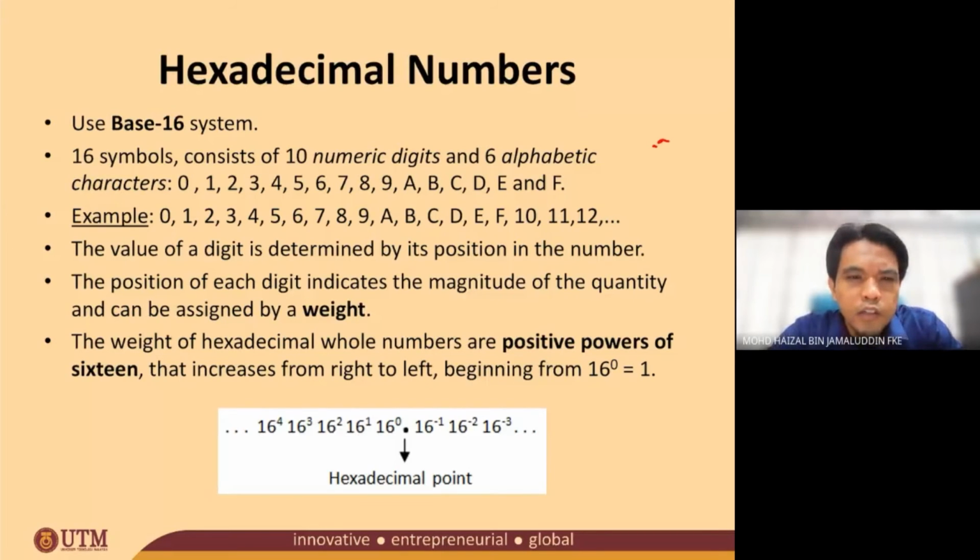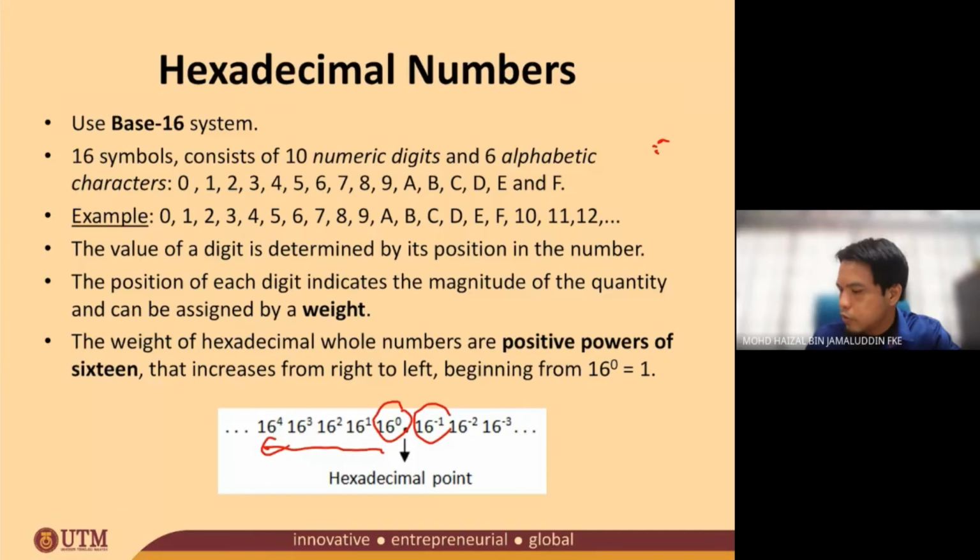Okay, so you have learned about base 2, base 10, base 8. Now we have the special base 16, called hexadecimal, with the weight using 16 to the power of something. So we have 16 to the power of 0 starting for the whole number, and 16 to the power of -1 as the weight for the fractional number.